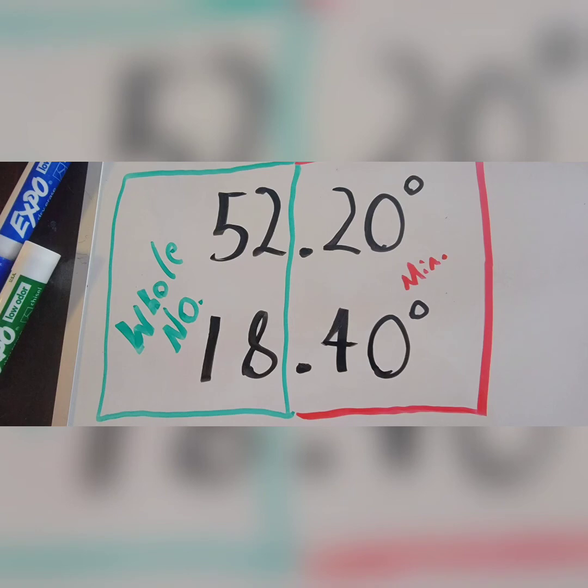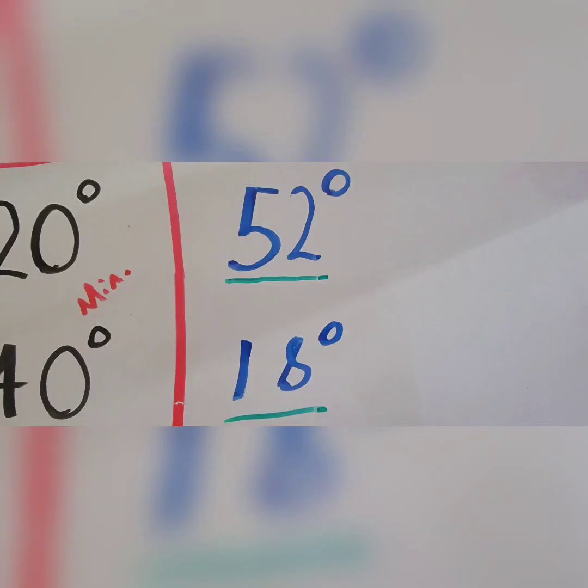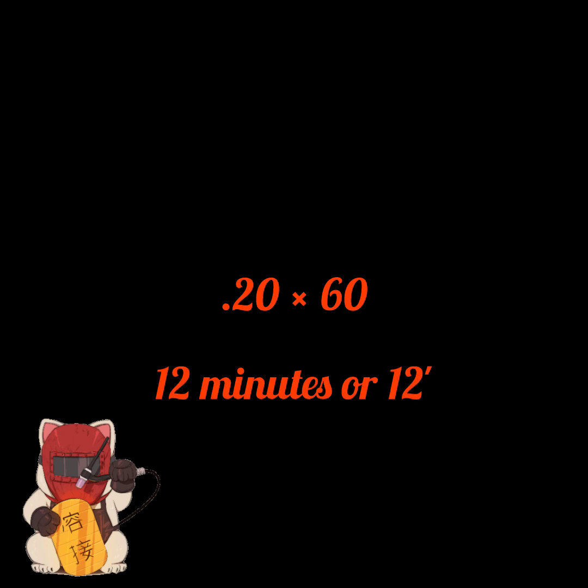So the first thing I'm going to do is look at my whole numbers, my 52 and my 18, which are my whole degrees, and write them down with the degree symbol, just like this. From there, I need to convert my decimal points into minutes. So the first thing we're going to do is turn 0.20 degrees into minutes. The only thing we have to do is 0.20 times 60, which will give us 12 minutes. We can do the same thing for 0.40, just times it by 60, and you get 24 minutes.